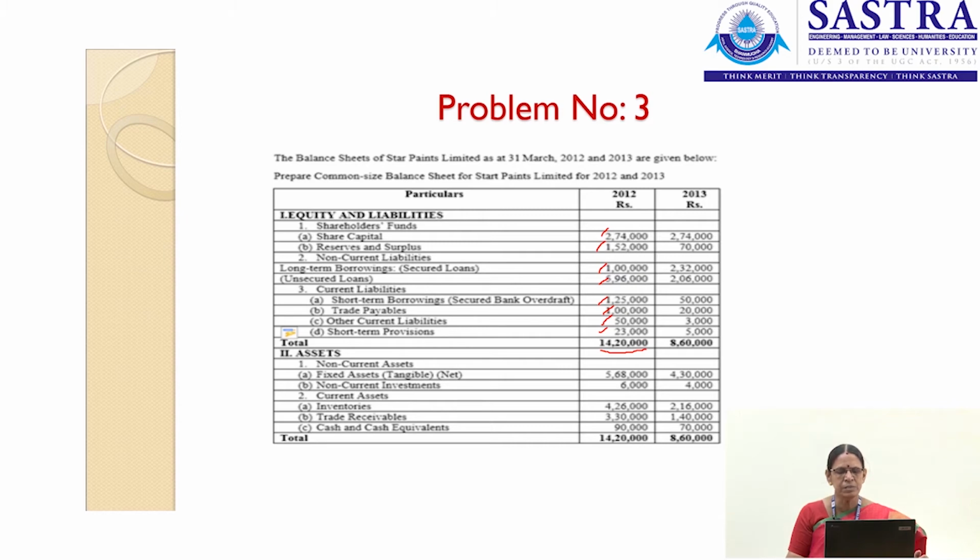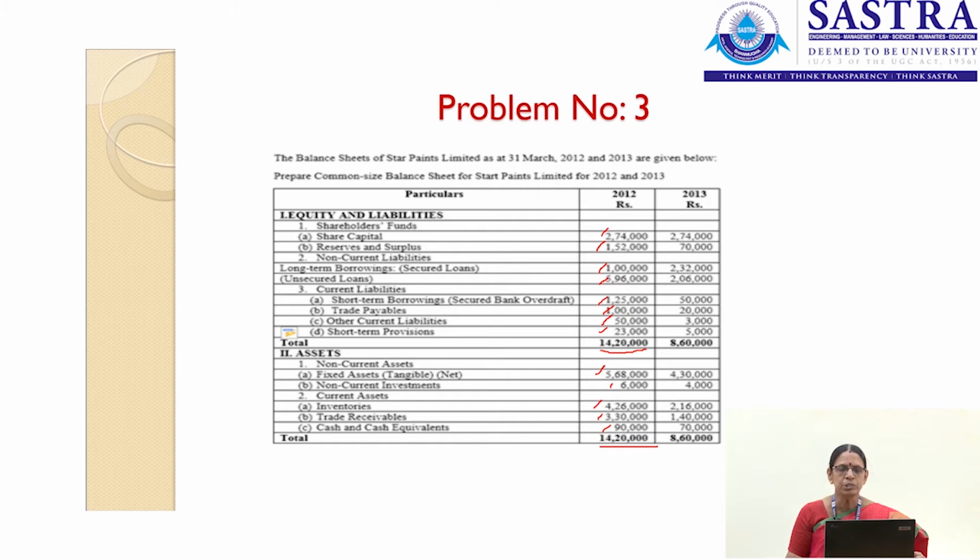Same way we have assets, tangible assets, net tangible assets, that is after deducting your depreciation, 5,68,000, non-current investment 6,000, current assets we have inventories of 4,26,000, trade receivables 3,30,000, then we have cash and cash equivalents 90,000. Again we have a total of 14 lakhs and 20,000.